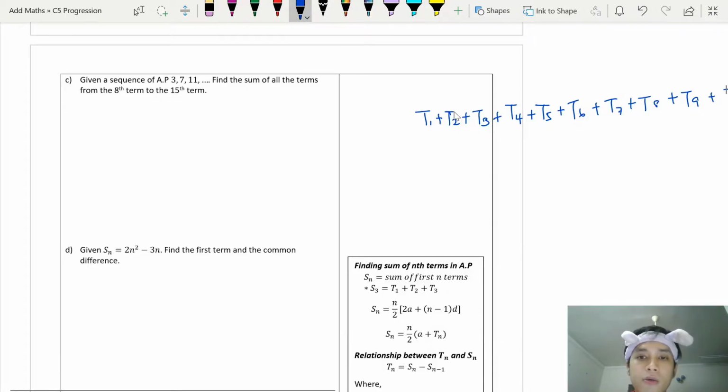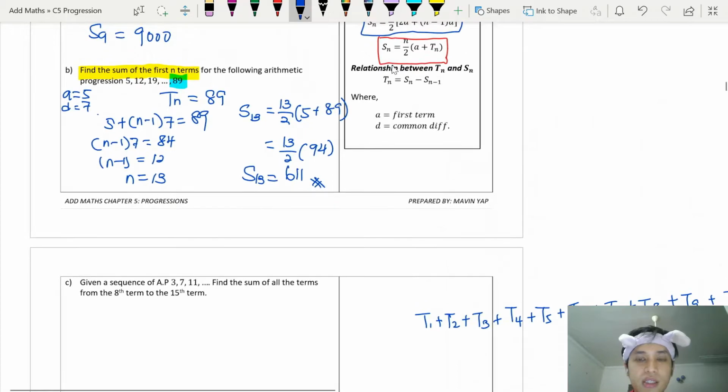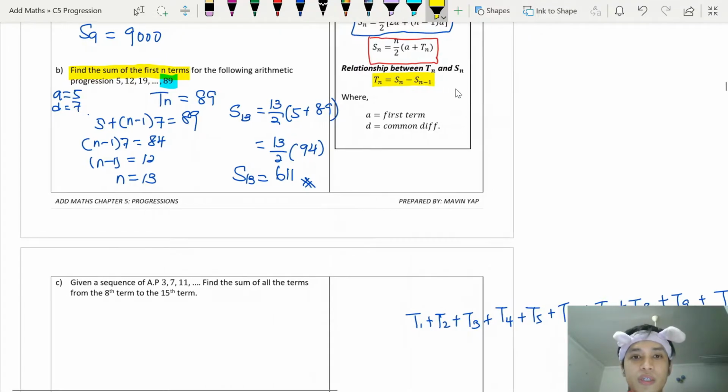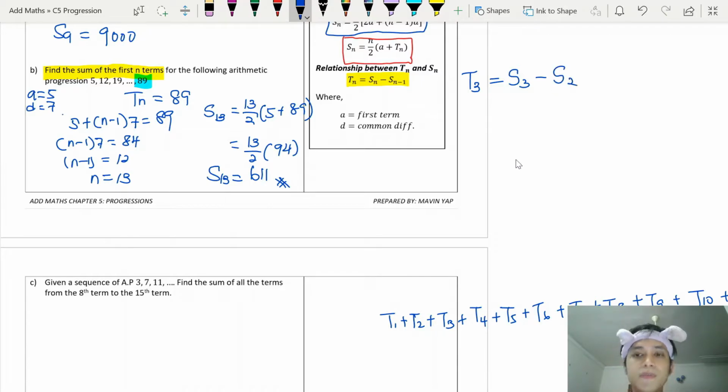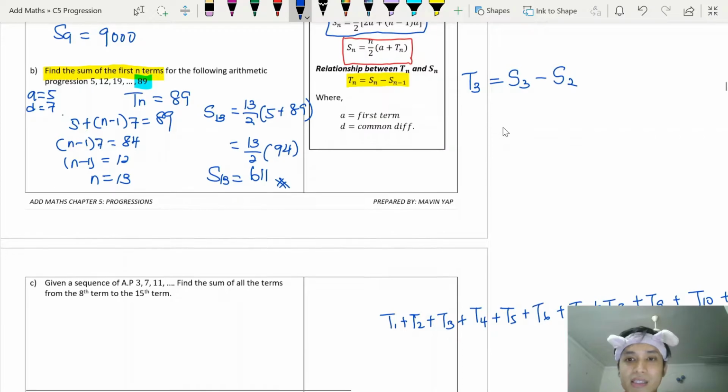So this is what you're going to do. As you can see here, we have a relationship between the term number and the sum. In other words, if I want to find term 3, the third term, I can find it using the formula for sum: the sum of the first 3 terms minus the sum of the first 2 terms. Meaning it's like this.